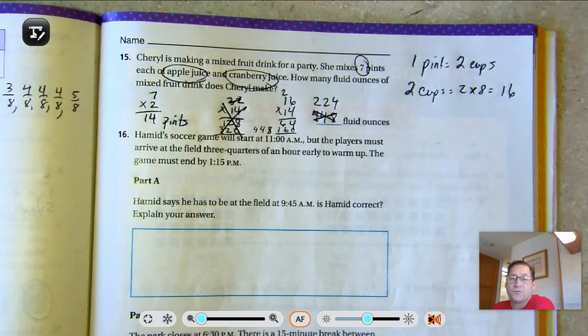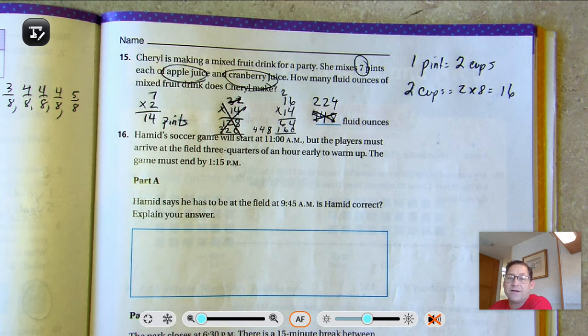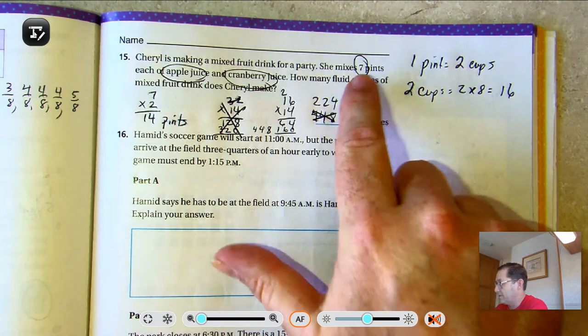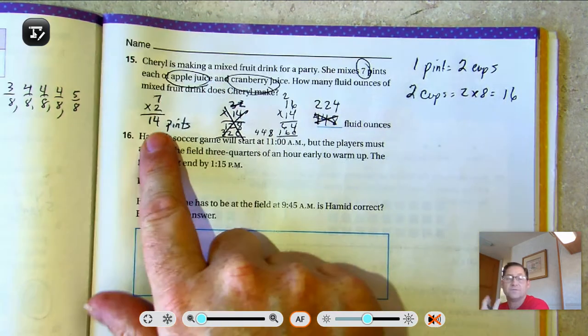Cheryl's making a mixed fruit drink for a party. She mixes 7 pints each of apple juice and cranberry juice. How many fluid ounces of mixed fruit drink does Cheryl make? So 7 pints, 2 different types of juice, 14 pints.